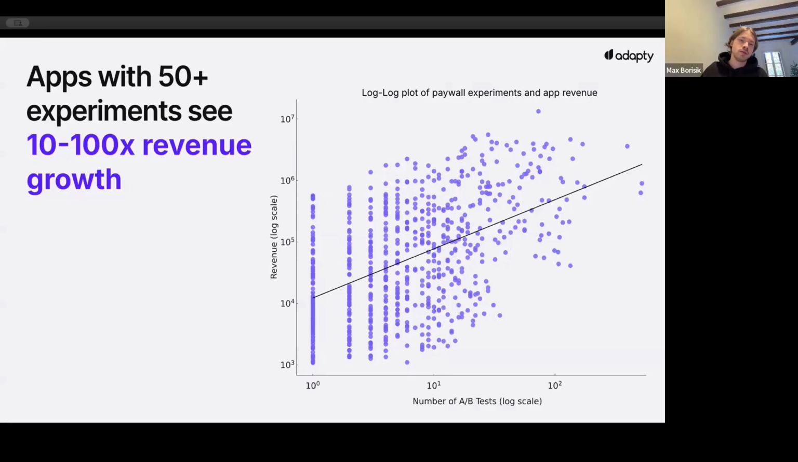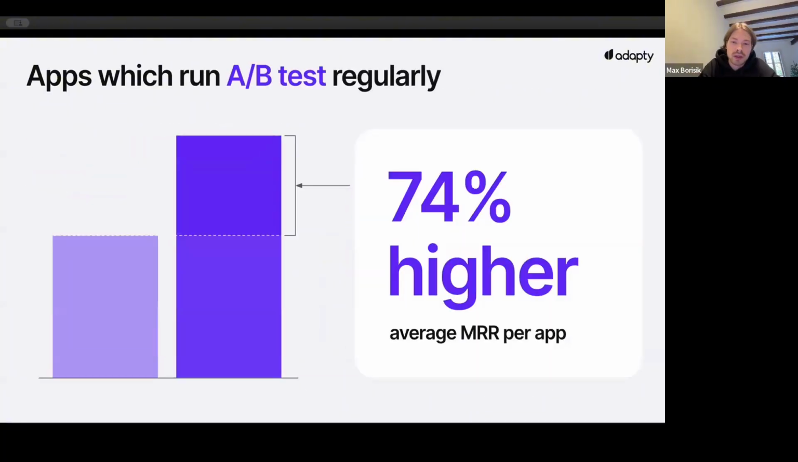But on a little bit more detailed level, recently I made a calculation about the apps inside of Adapty and found out that apps which do A/B tests regularly, at least one per month, have higher MRR, almost twice as high as those who don't do A/B tests.